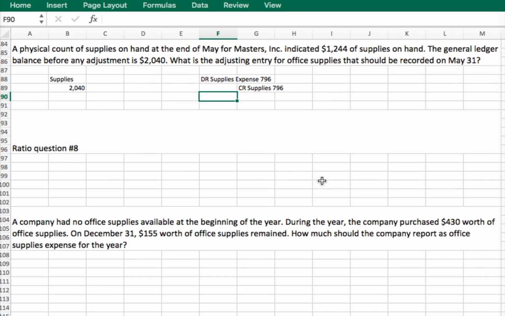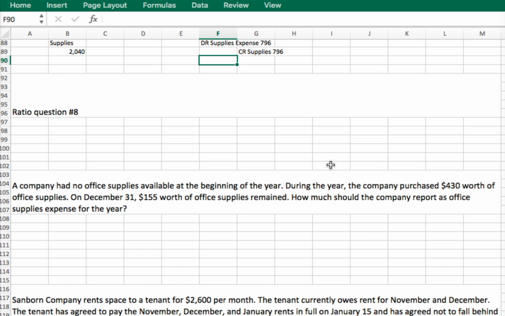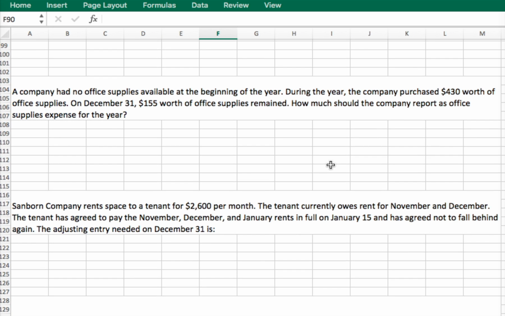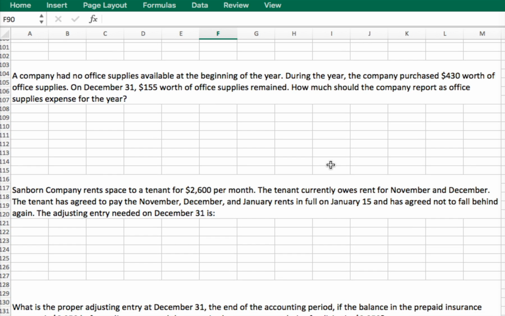Okay. Question 8 was a ratio question. 90% of you got it right, so I was right that those are easy for most of you at least. Number 9: the company had no office supplies available at the beginning of the year, so the balance at the beginning of the year was 0 in that account. During the year, the company purchased $430 of office supplies. On December 31st, $155 of office supplies remained. How much should the company report as office supplies expense for the year?